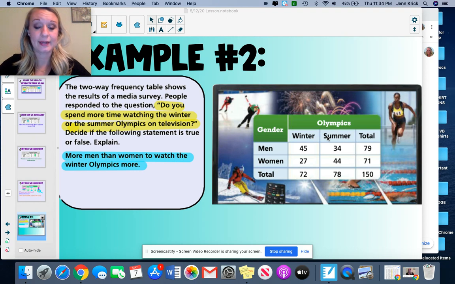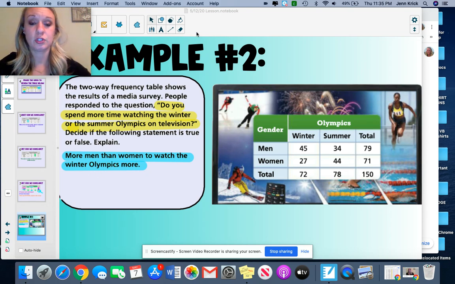We are comparing people who were interviewed, both men and women, and if they prefer the Winter Olympics or the Summer Olympics. So the question that they asked the people: do you spend more time watching the Winter or the Summer Olympics on TV? Now, your job is to look at this statement and determine if it is true or false. So the statement says more men than women watch the Winter Olympics. Okay? More men than women prefer to watch the Winter Olympics.